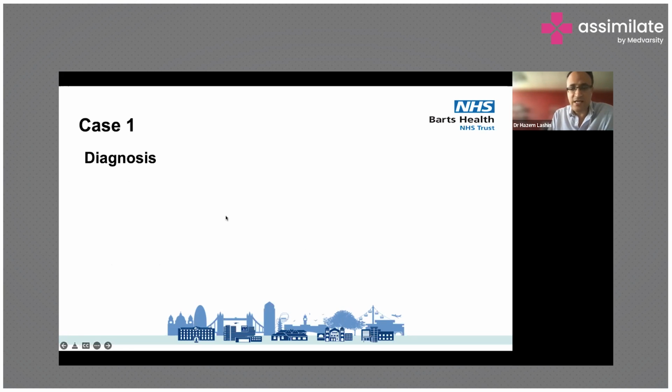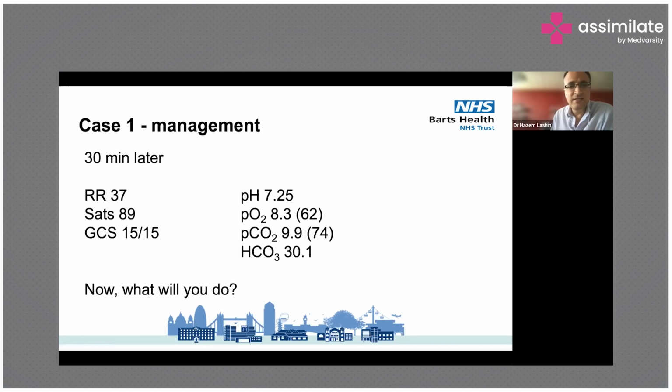Then you go in half an hour later, and this is the patient's situation. Respiratory rate is 37, SATS is 89, GCS remains the same, and this is his blood gas. What do we think, and what will you do next? So after 30 minutes, we are seeing the same patient. BiPAP to flush out CO2.